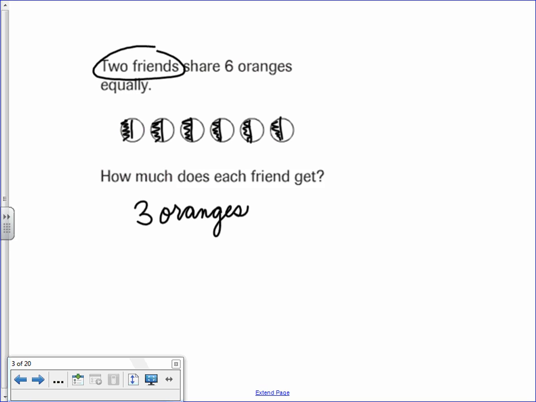So how many halves of an orange does each friend get? How many halves? Isabella? 6 halves. So if I make that into a fraction, 6 halves is 6 over 2. Then we divide it. 6 over 2 is the same as 6 divided by 2. 6 divided by 2 is 3.